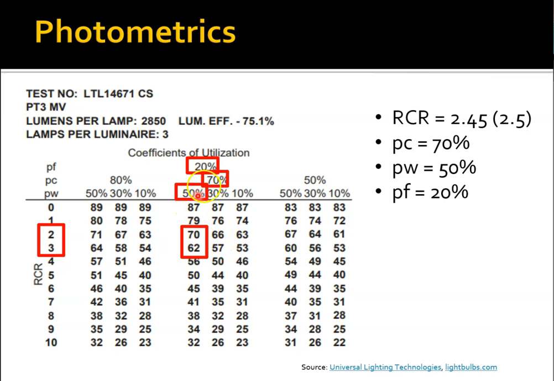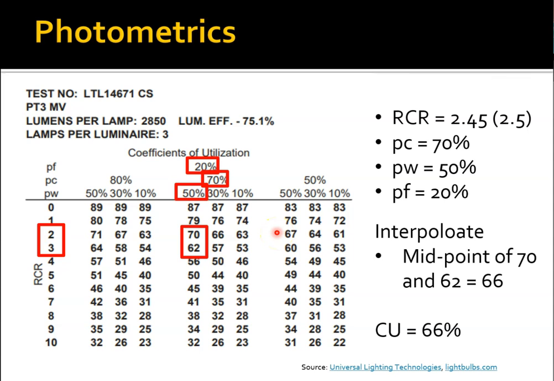Okay, so remember 20, 50, 70. And so we're halfway between 70 and 62. So just shoot for the middle. It's going to be 66. Okay, so 66% is our CU, or coefficient of utilization. Okay, so remember you have to find the spec sheet of your luminaire to get this. Okay, that's where you find this.